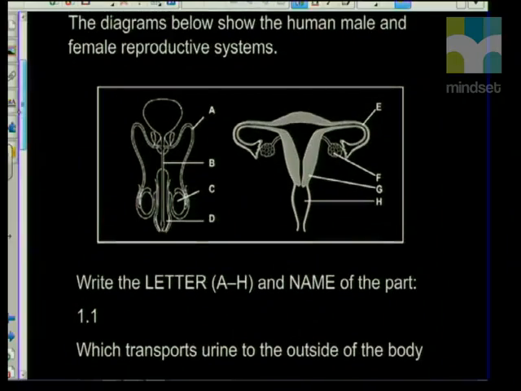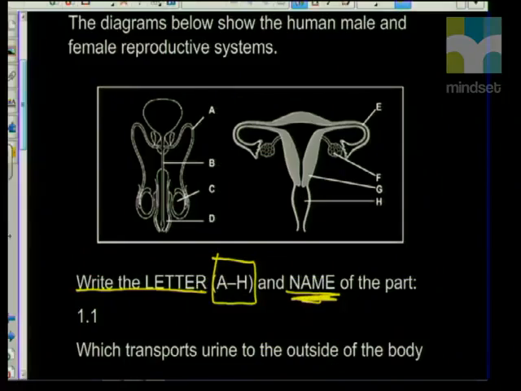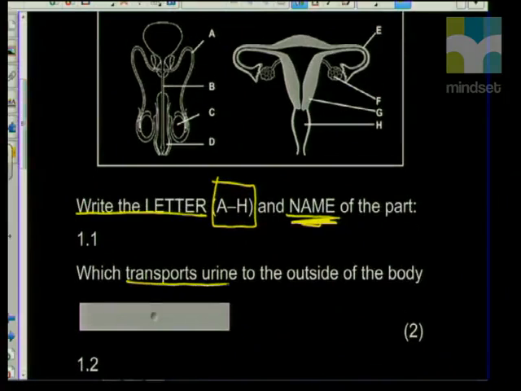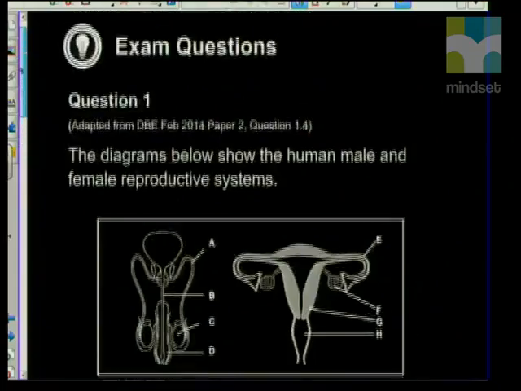Okay, the first question we're having a look at is write the letter A to H. So remember, they ask for the letter, so give the letter. Don't just put the name. The letter and the name of the part that does the following. So they want both. Firstly, let's have a look. Which transports urine to the outside of the body.